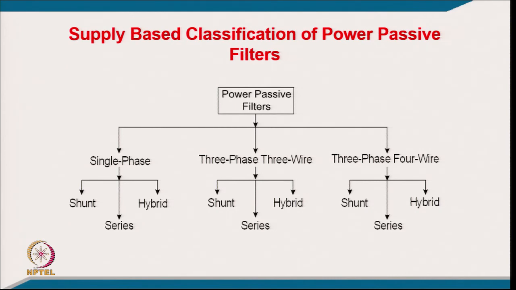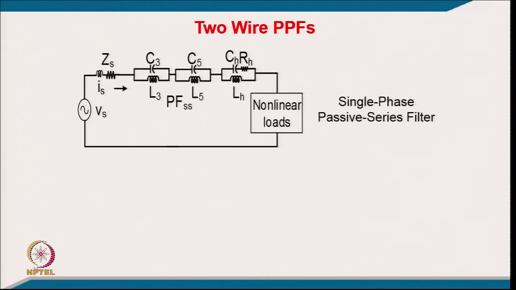This is another supply based classification of passive power filters. They are also divided into categories: single phase shunt, series and hybrid; 3 phase 3 wire shunt, series and hybrid; and 3 phase 4 wire shunt, series and hybrid. That is the supply based classification, depending on whether you use shunt, series or hybrid. Coming to 2 wire, you can think about the series filter for single phase: tuned to block the third harmonic, to block the fifth, and to block all higher order harmonics. But this is normally preferred only in voltage fed kind of loads.